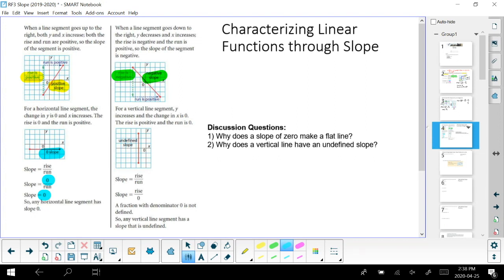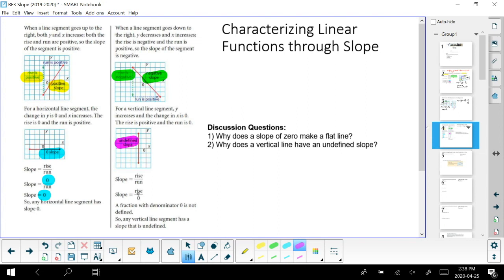We can also have the converse of that. We can also have something called an undefined slope. So what that means for us is rather than having a horizontal line, which gives us a 0 slope, we're going to end up with a vertical line.